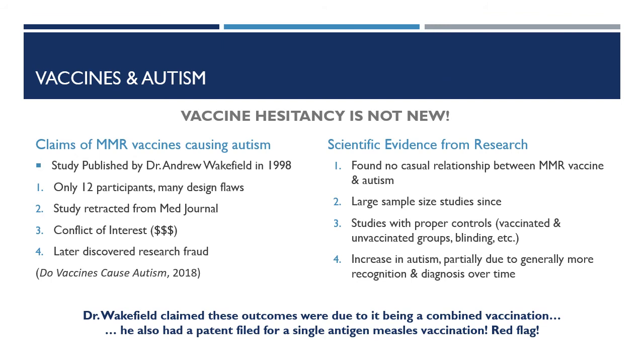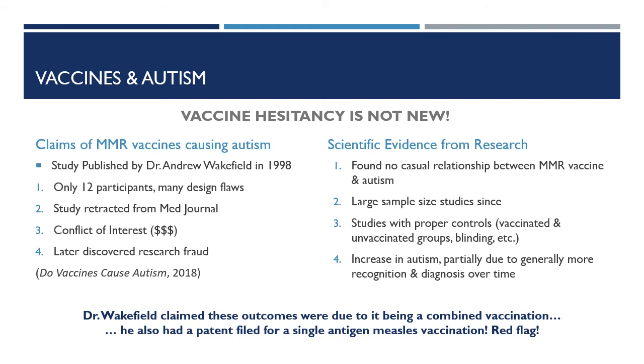Vaccine hesitancy is nothing new, and it's been around as long as vaccines have. It became a real hot topic, though, in the 90s when a doctor by the name of Andrew Wakefield published a controversial study on the link between the MMR vaccine and autism, so he said. He made some wild claims based off of merely 12 participants in his study, which in fact was retracted from the medical journal that published it originally.